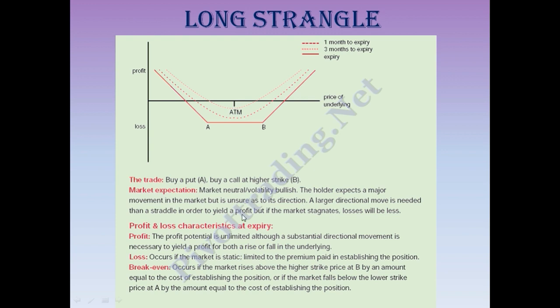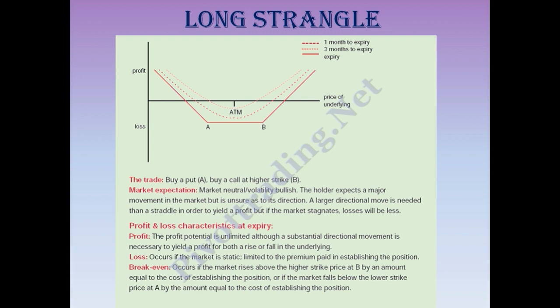Now the market expectation, you can read on this. Profit and loss characteristics at this particular expiry: the profit potential is unlimited, although a substantial directional movement is necessary to yield a profit, for both a rise or fall in the underlying. Loss occurs if the market is static, limited to the premium paid in establishing the position. Break even occurs if the market rises above the higher strike price at B by an amount equal to the cost of establishing the position, or it falls below the point A by the equal amount. Now let me put it in very simple language.